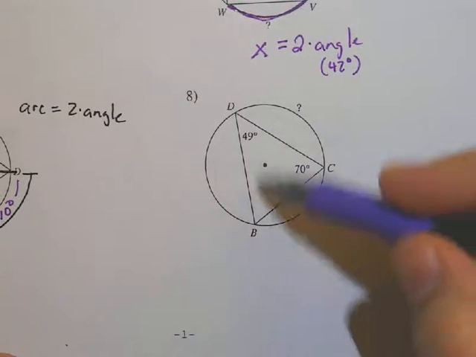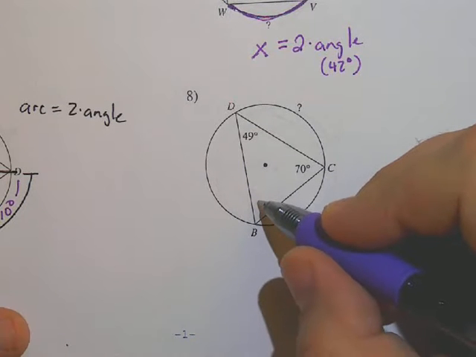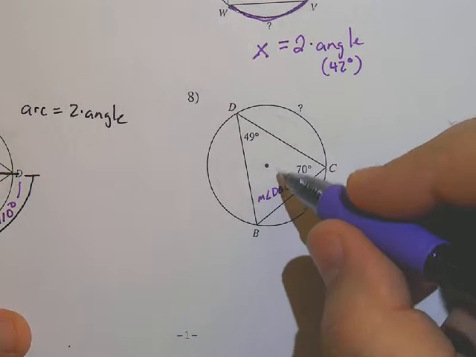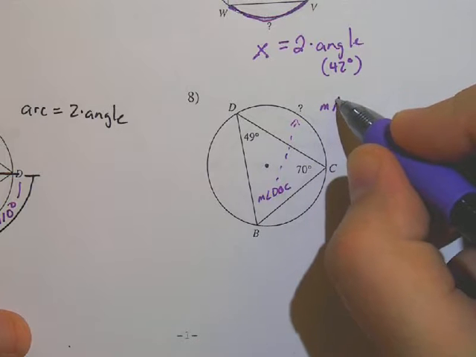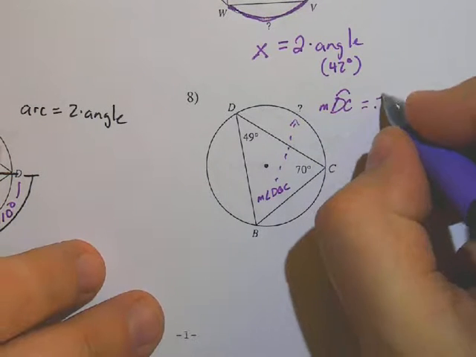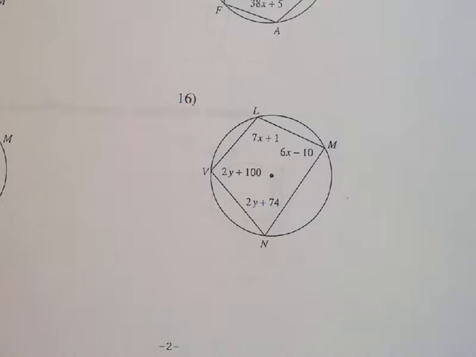All right. Right here we have a triangle. There are 3 angles inside a triangle, so you need to find this angle right here, measure of angle DBC, and then you're going to use that to figure out the measure of arc DC. Okay.